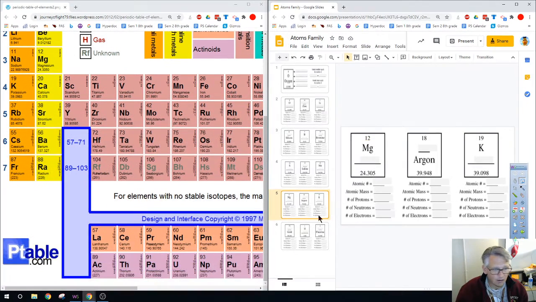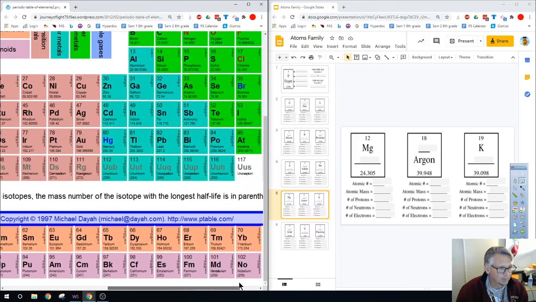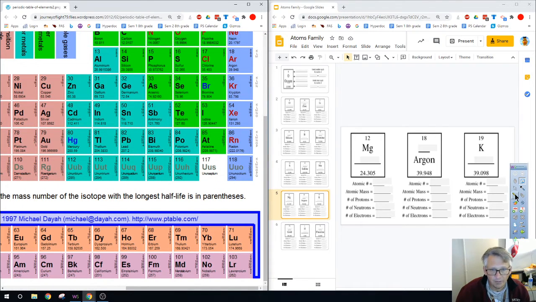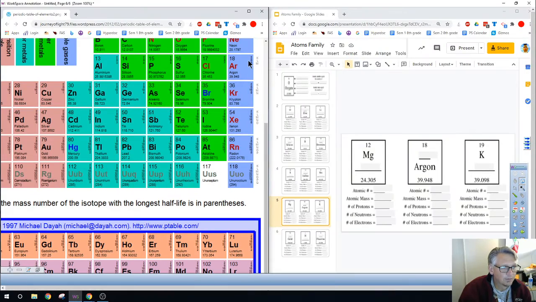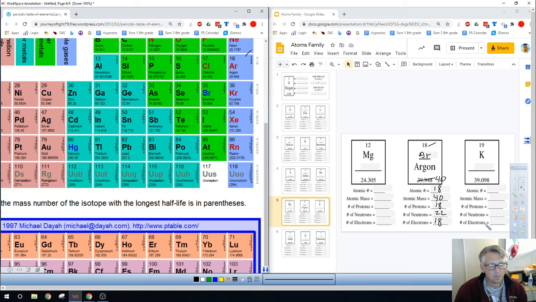Next, we need argon. Pirate's favorite element. Argon, which is right there. A noble gas. Its symbol is AR. And this 39.948, we are going to take to 40 to round properly. The atomic number is 18. The atomic mass is 40. The number of protons is 18. The number of electrons is 18 in a neutral atom. And 40 protons plus neutrons minus 18 protons should give us 22 neutrons.